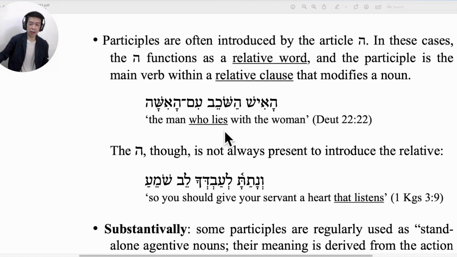So the hey is not always present to introduce the relative, as in this example. So you should give your servant a heart that listens, from 1 Kings 3:9. V'natata le'avdekha lev shomea.